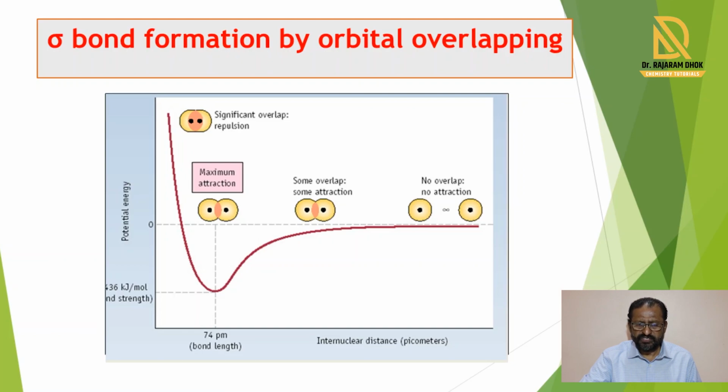So there are two hydrogen atoms, and on the right side, in these two hydrogen atoms there is no overlapping and no attraction. At that time these two hydrogen atoms cannot interact with each other. In the central place you see two hydrogen atoms. These two hydrogen atoms overlap with each other, and in that case there is some attraction.